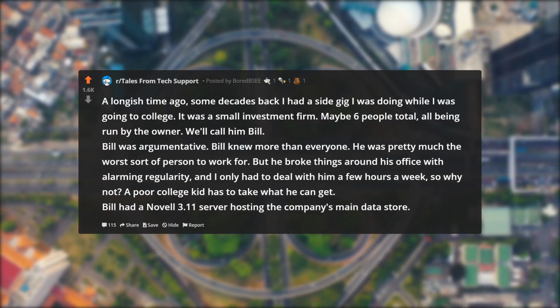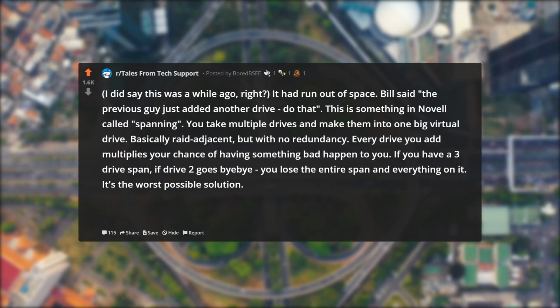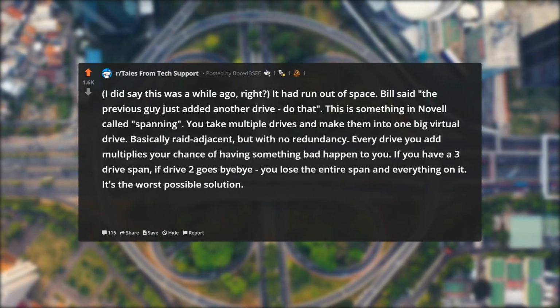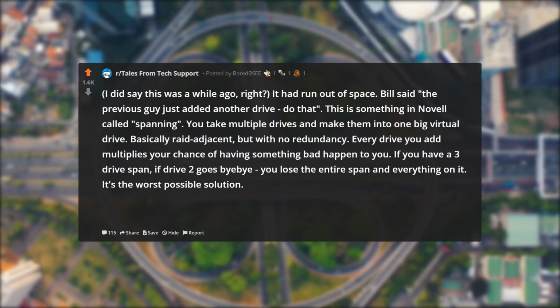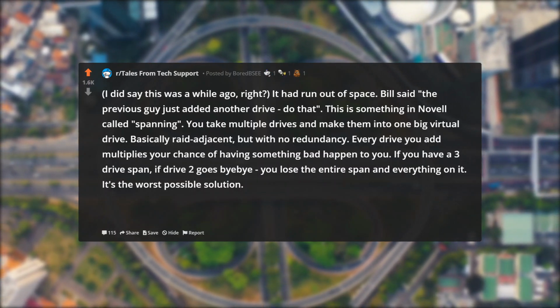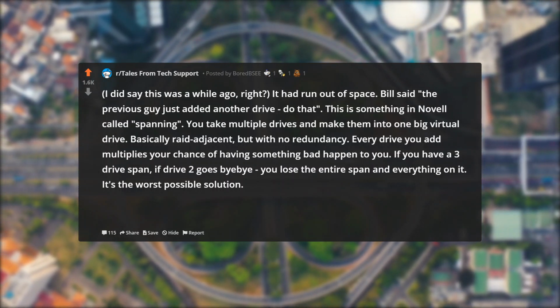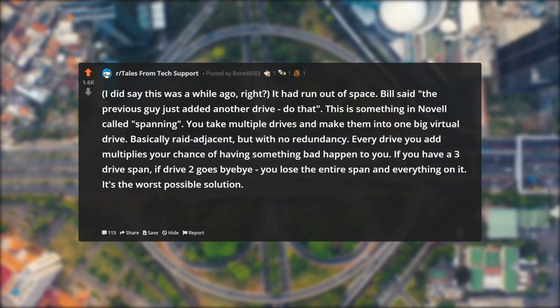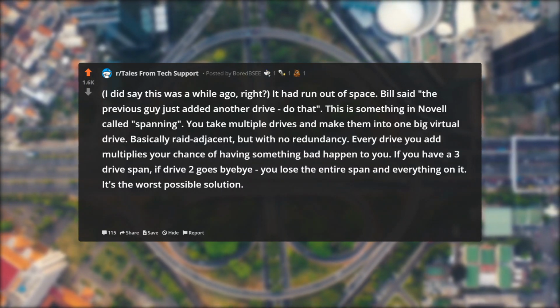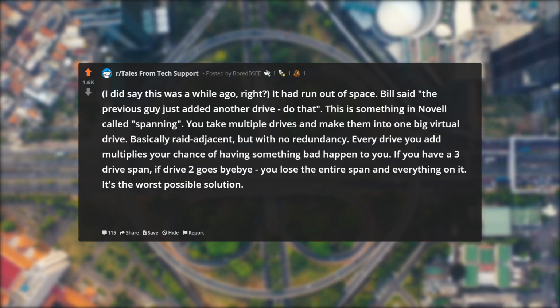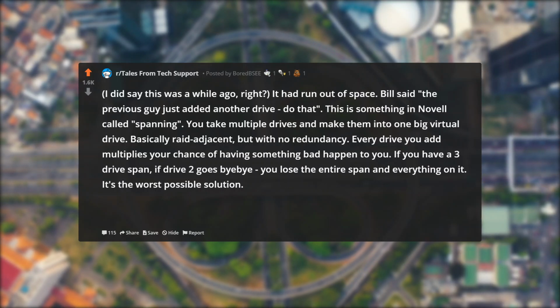Bill had a Novell 3.11 server hosting the company's main data store. I did say this was a while ago, right? It had run out of space. Bill said the previous guy just added another drive. Do that. This is something in Novell called spanning. You take multiple drives and make them into one big virtual drive. Basically RAID adjacent, but with no redundancy. Every drive you add multiplies your chance of having something bad happen to you. If you have a 3-drive span, if drive 2 goes bye-bye, you lose the entire span and everything on it. It's the worst possible solution.